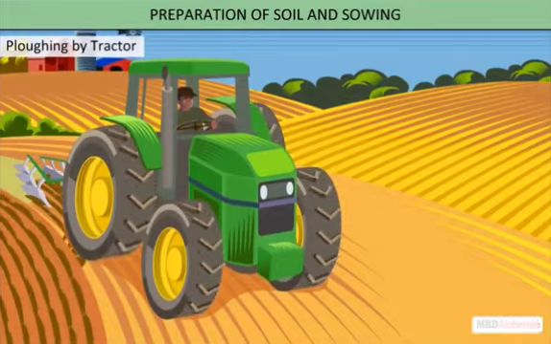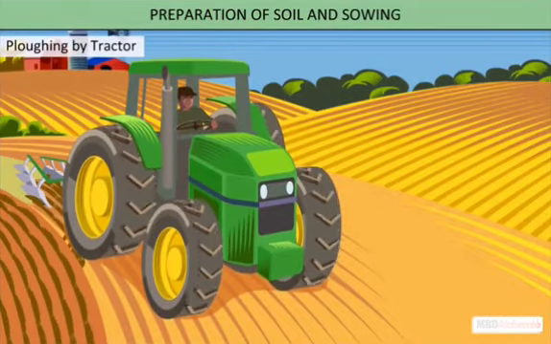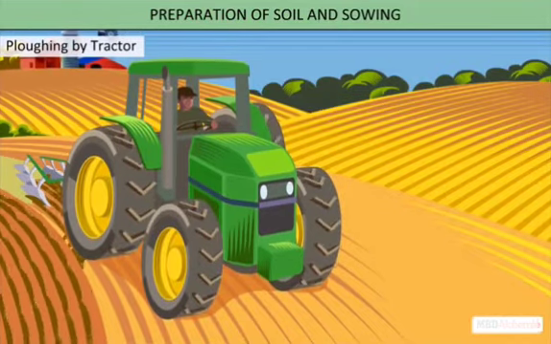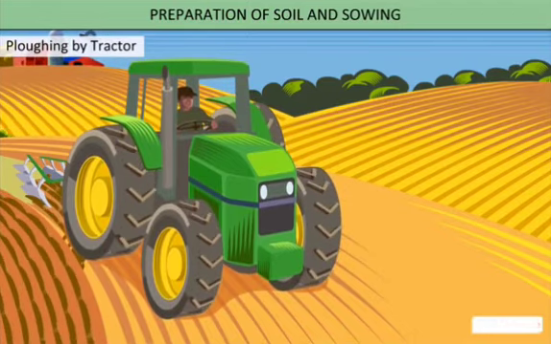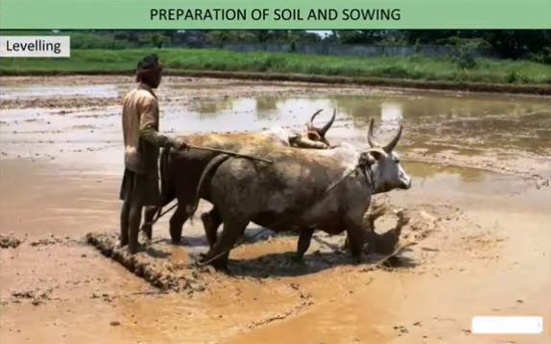Plowing by tractor. With the turn of the century, tractors began to be used for plowing. A large area of land could be plowed in very little time. Leveling. It is done with a wooden plank for uniform distribution of water.